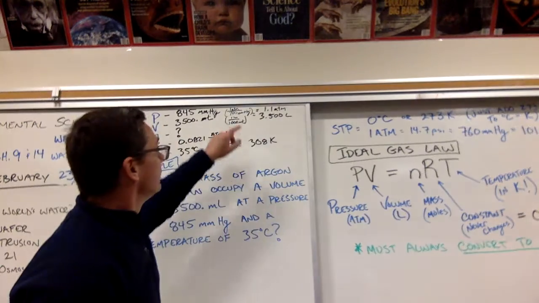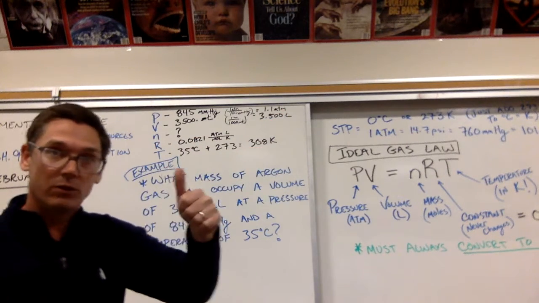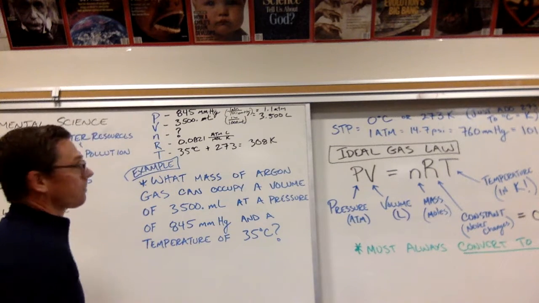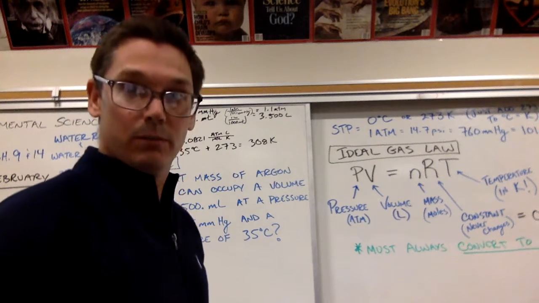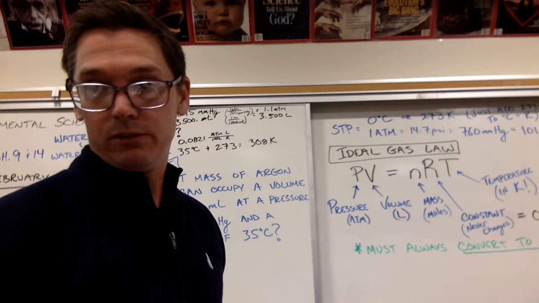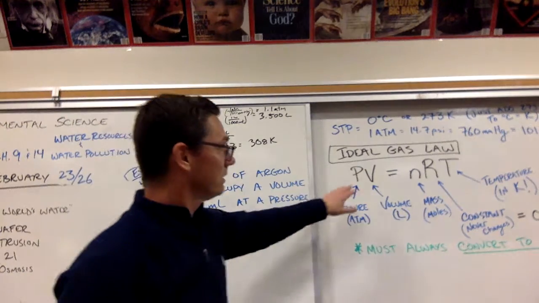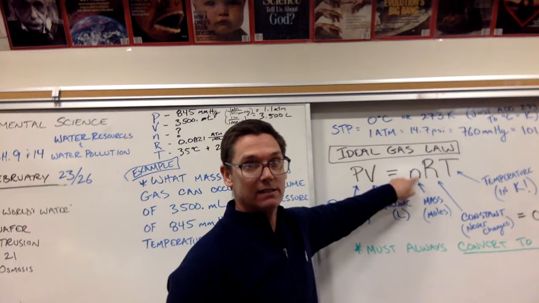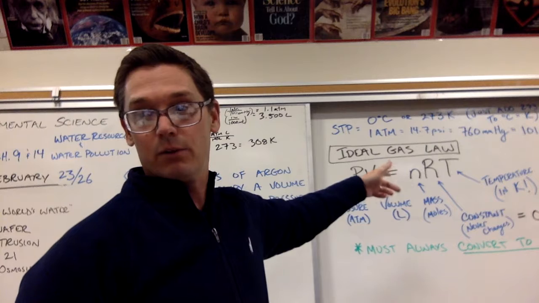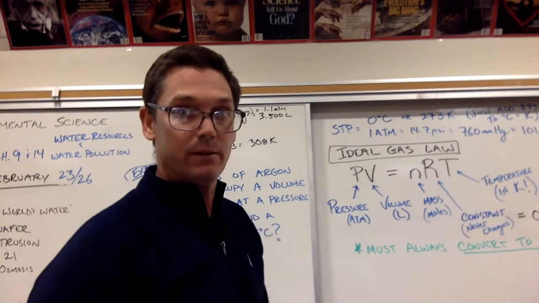All right, so here we have it. We have atmospheres, we have liters, we have our constant, we have degrees Kelvin. We're good to go. We can put it into our ideal gas law. So the pressure times volume equals nRT, right? So what do we need to do? What are we trying to find? We're trying to find mass, right? So if we're trying to find mass, which is N, we need to isolate N, right? And if we need to isolate N, then of course we need to divide both sides by RT.